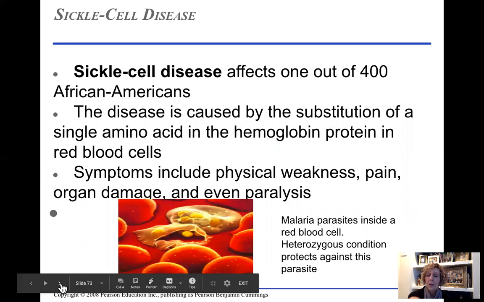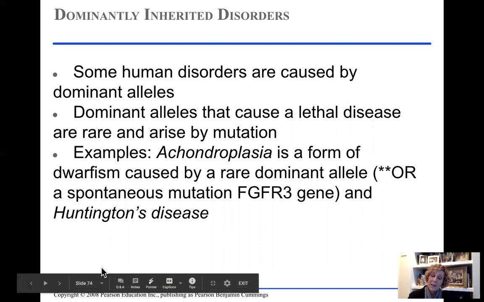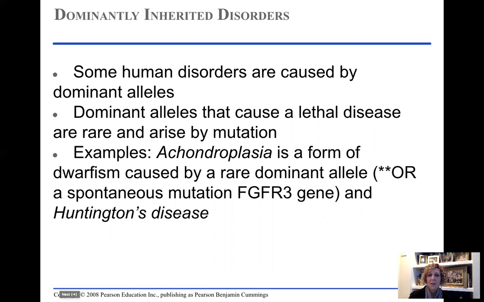And so that's how it got into the gene pool, and that's why it's still around. Dominant inherited disorders, there are some of them that are lethal, but they are very rare. And some of them can arise by mutation and not being passed down. So achondroplasia is a type of dwarfism that's caused by a rare allele or a spontaneous mutation of this particular gene. Huntington's disease is another example of a dominant allele that causes a lethal and rare disorder.